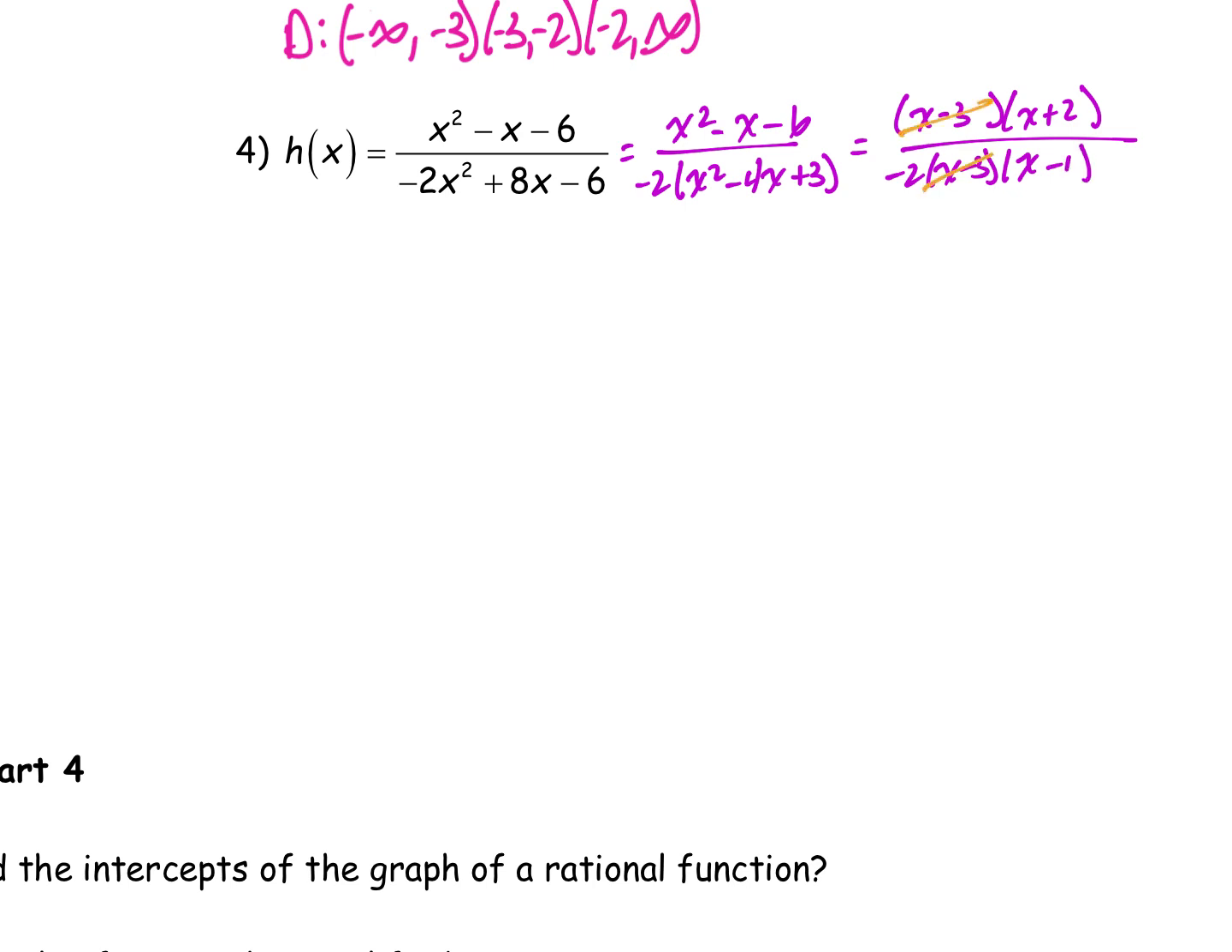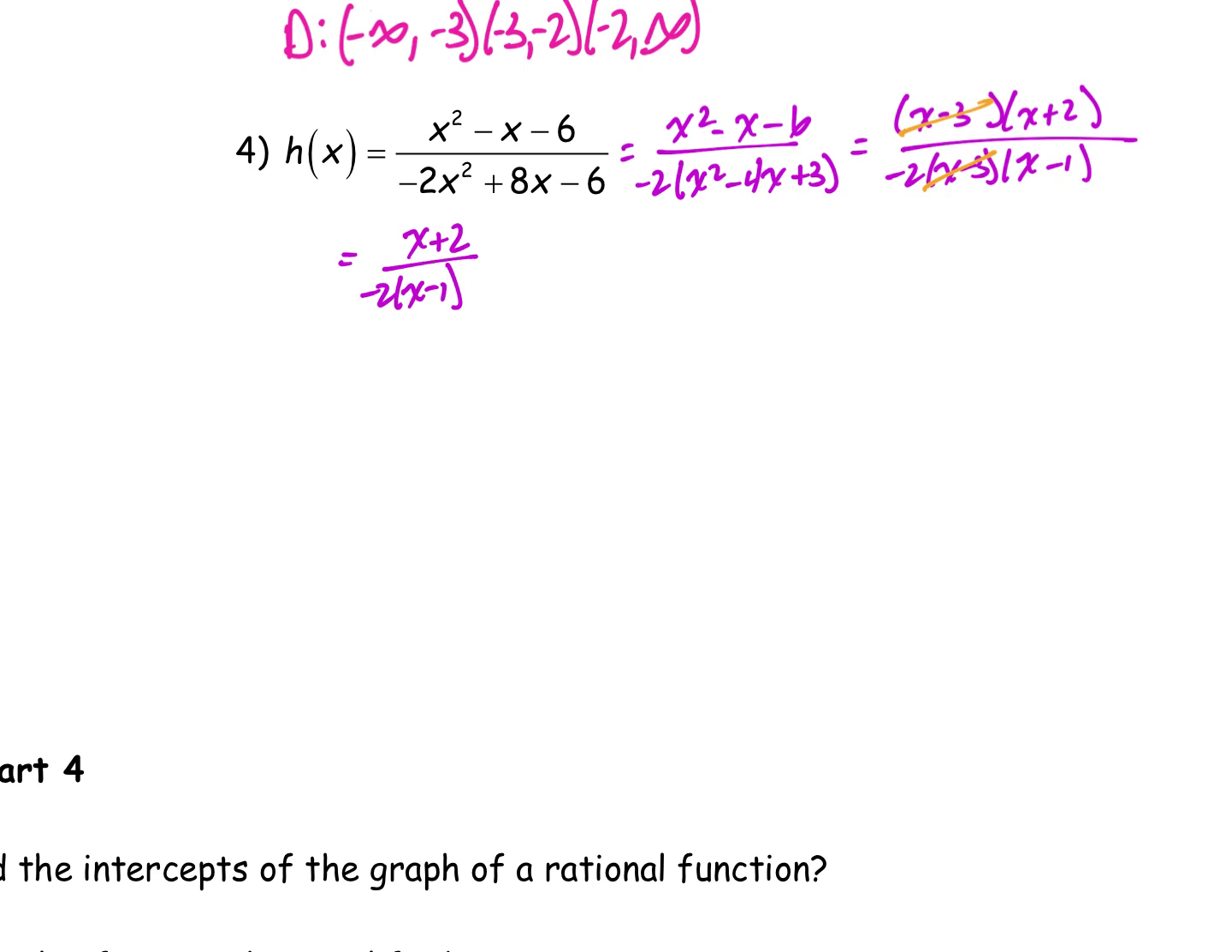So I've got the x minus 3's that I can take away. So I get left with x plus 2 all over negative 2 times x minus 1. Okay? Questions? We okay? Not too bad so far?